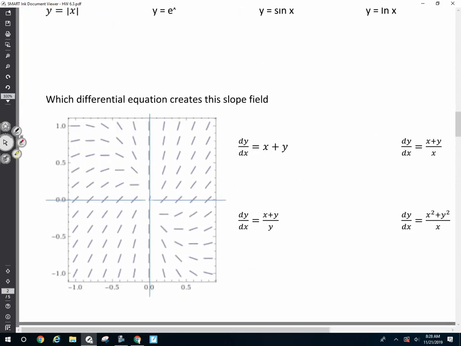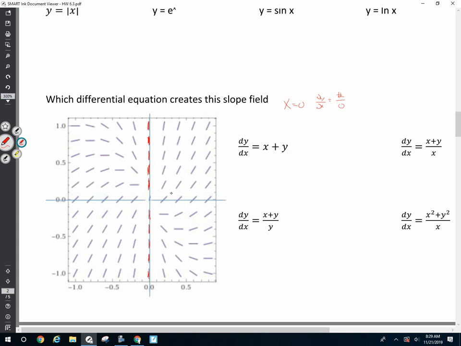I want to get into this one, and you'll see questions like this on your test. If this is the slope field, which one of these is the differential equation? The way we tackle these is the following. We look at very specific slopes that are obvious. Here are obvious slopes. When x equals 0, dy/dx better be undefined.